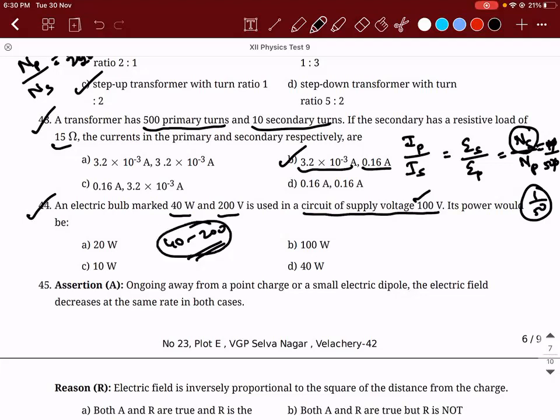So they gave this rating for you to find the resistance. R is equal to V squared divided by P. So 4 into 10 power 4 divided by 40. It will go 3 times. This and this will get cancelled. So 1000 ohm is the resistance.